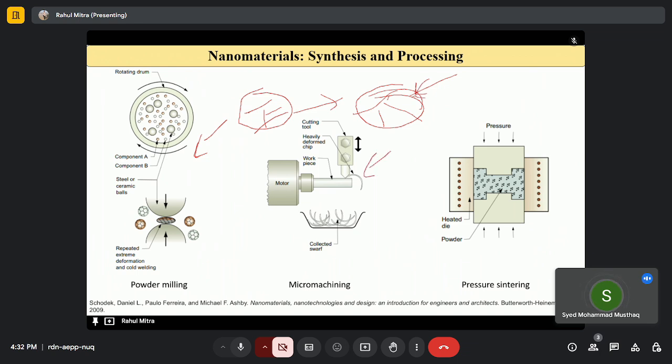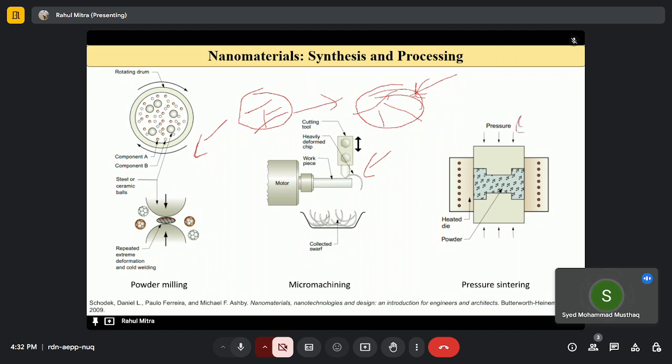And the other process is micromachining, where again the material is heavily deformed to give chips or different types of deformed shapes, for example, to create features on a surface. So depending upon the type of machining process, the different types of chips collected will be taken into account.